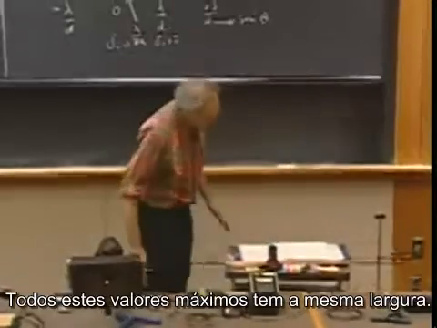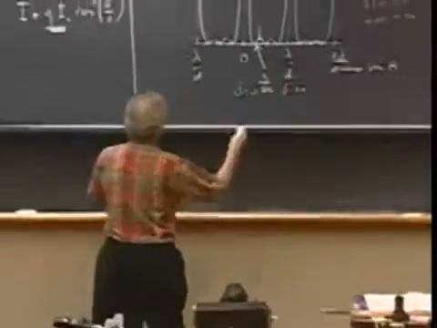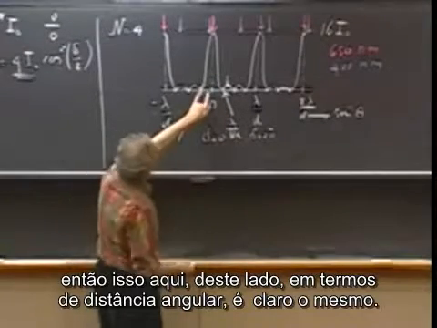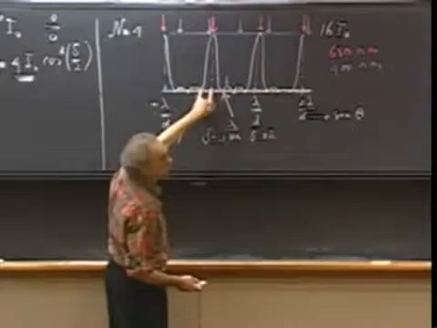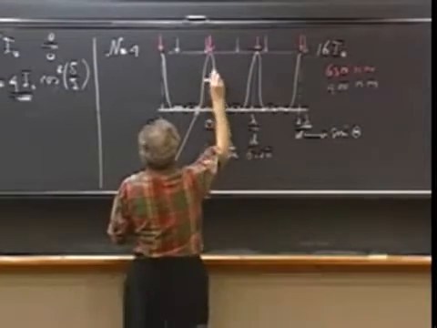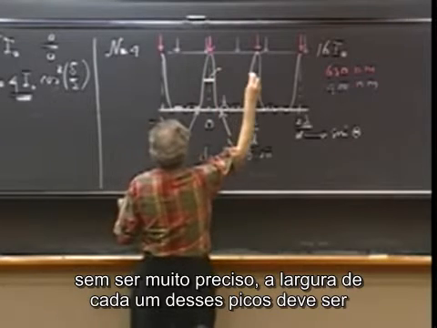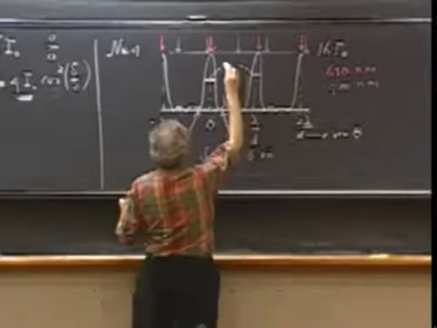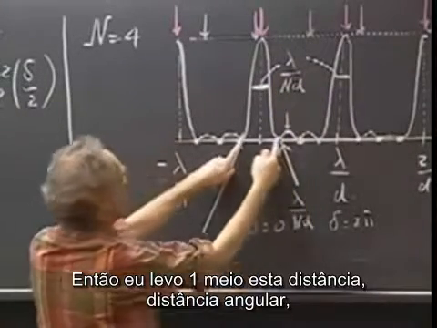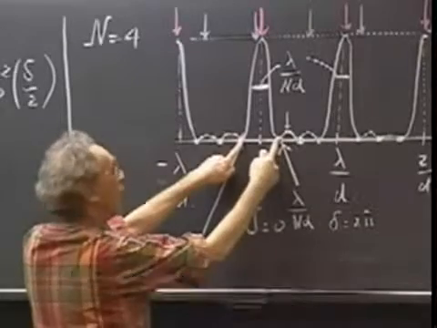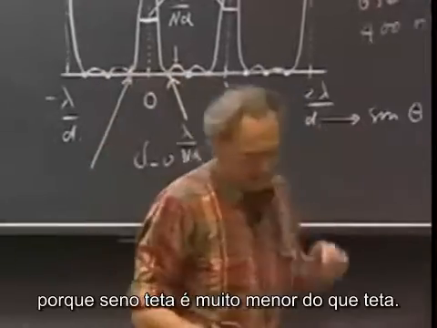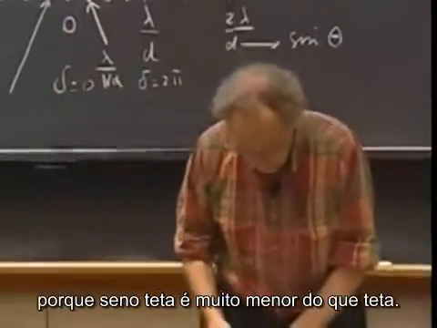All these maxima have the same width, and if this is lambda divided by nd, then this here on this side, in terms of angular distance, is of course the same. There's complete symmetry. And so the width of each one of those peaks, roughly, without being very precise, must be lambda divided by nd. So I take half this angular distance. All these things are angles in radians, because sine theta is very much smaller than theta.